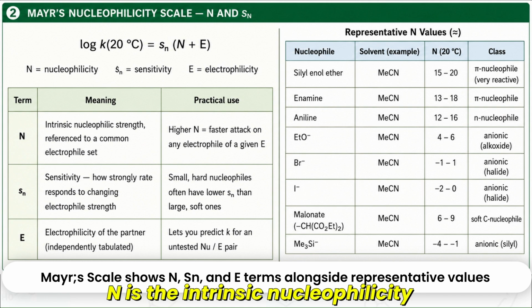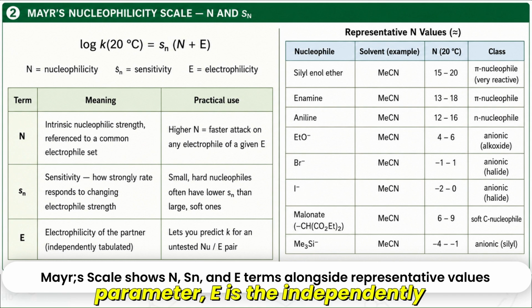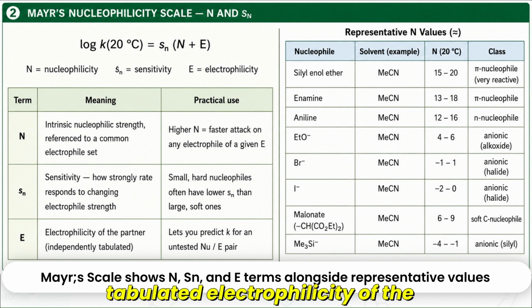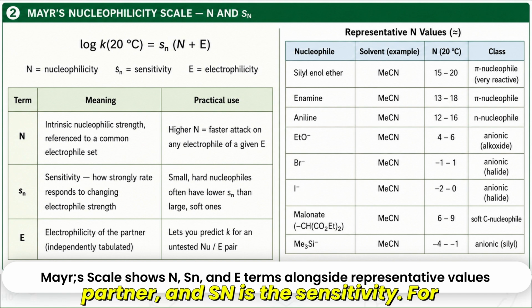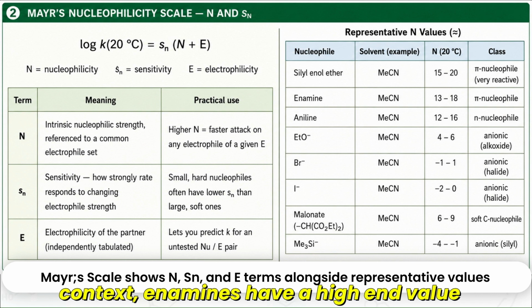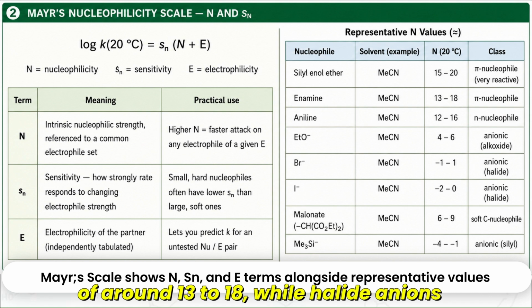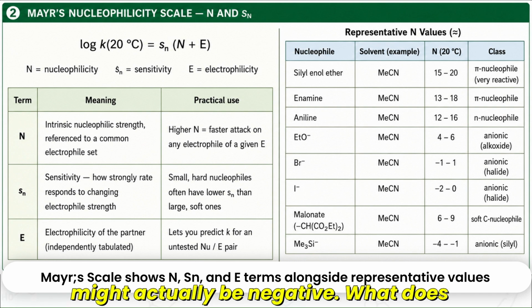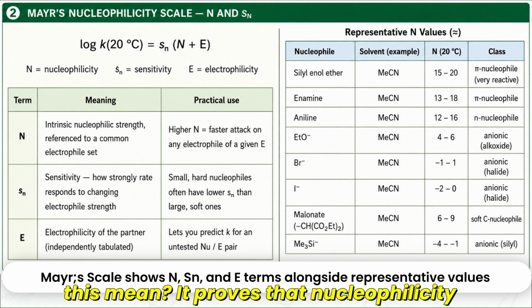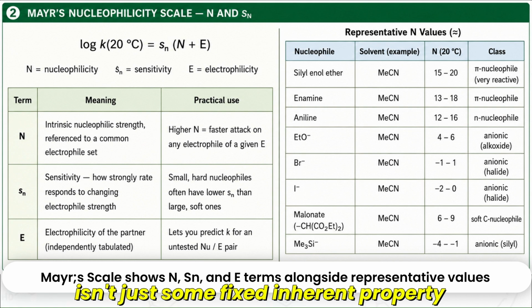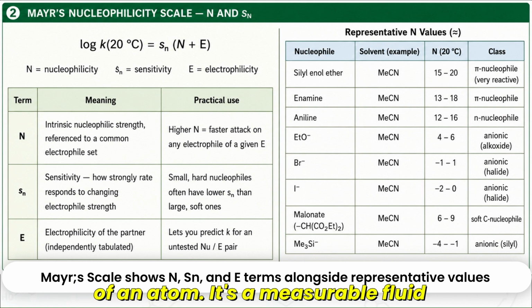The N is the intrinsic nucleophilicity parameter, E is the independently tabulated electrophilicity of the partner, and sN is the sensitivity. For context, enamines have a high N value of around 13 to 18, while halide anions might actually be negative. What does this mean? It proves that nucleophilicity isn't just some fixed inherent property of an atom. It's a measurable, fluid relationship against reference electrophiles.